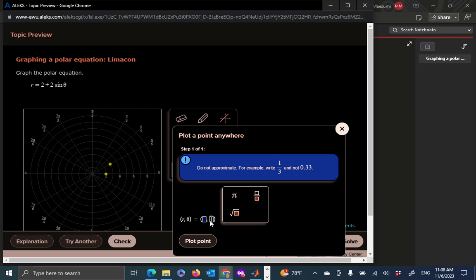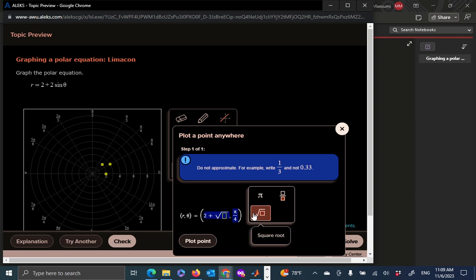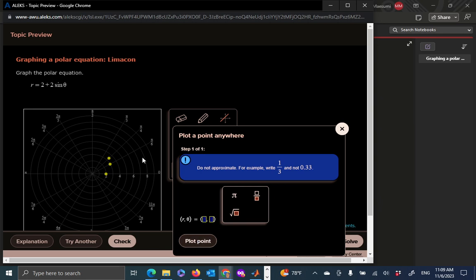Okay, pi over 4. Sine of pi over 4 is of course radical 2 over 2 times 2 is just radical 2. Now I'm adding a 2 to it, so 2 plus square root of 2. Notice that we shouldn't use decimal approximation. It says don't do that, give exact value. So we have that point. Next point, we are going to pi third. So little by little we find points.